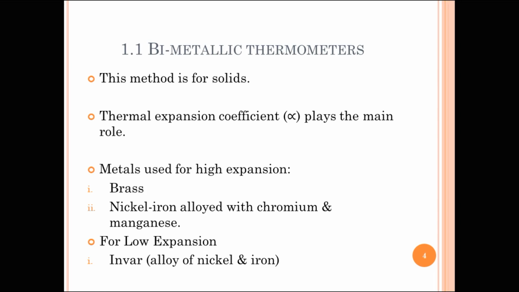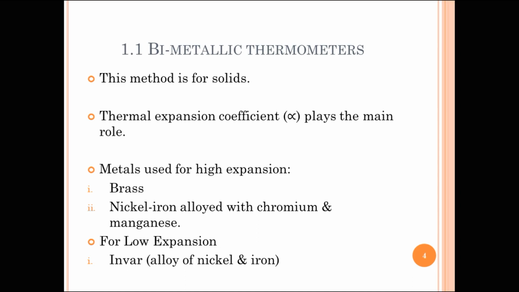Here, the thermal expansion coefficient alpha plays the main role. What is the thermal expansion coefficient? The rate at which a material expands with increase in temperature is called the thermal expansion coefficient. The metals, say A and B, used for making the bimetallic strip will have different thermal expansion coefficients, and it is obvious that the alpha value clearly depends upon the material which we use.